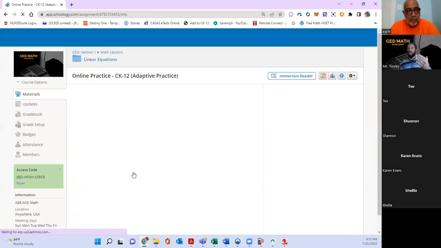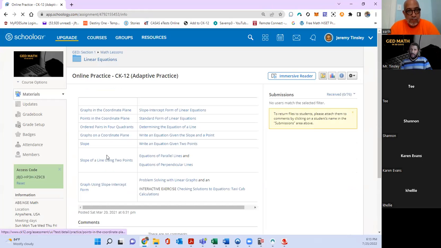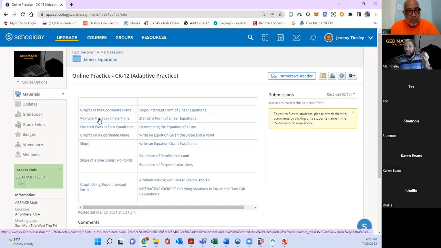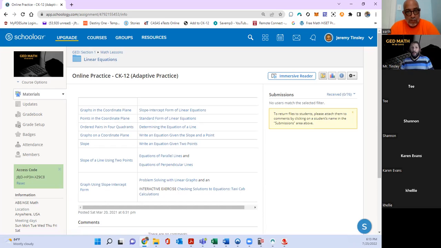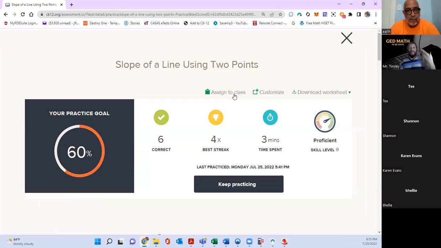Under CK12, this is all the practice problems you have. If you want to know how to graph in the coordinate plane, identify points in the coordinate plane, ordered pairs, what quadrant they are in, how to find the slope using 2 points, determine an equation of a line, write an equation given the slope and a point, or write an equation given 2 points, all these are here. So let's try the first one. I already had these open. You don't need to go to one place; I have it all here.